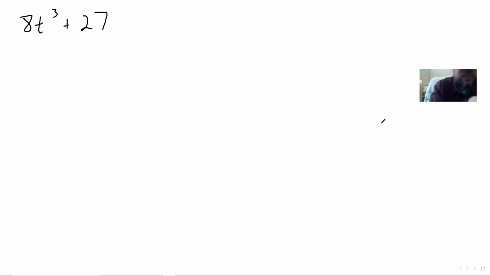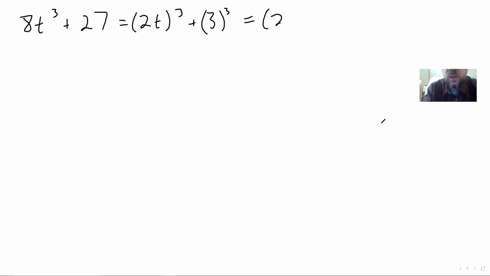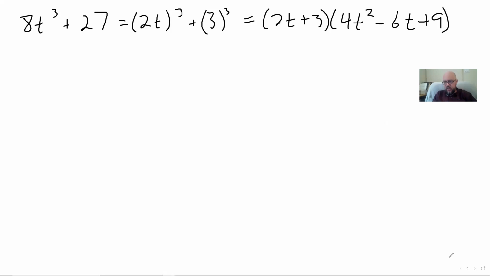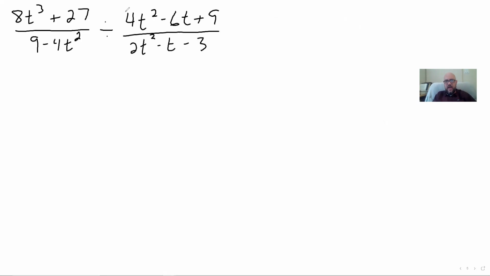So this is sum of cubes, right? So this is 2t to the third plus 3 to the third. So when I'm using my formula, my a is going to be 2t, and my b is going to be 3. I'll let you look up the formula to do this if you want to, but of course I remember it. 2t plus 3 times 4t squared minus 6t plus 9. And that 4t squared minus 6t plus 9 looks awfully familiar. I think I saw one of those. Oh, hey, I did. Look at that.